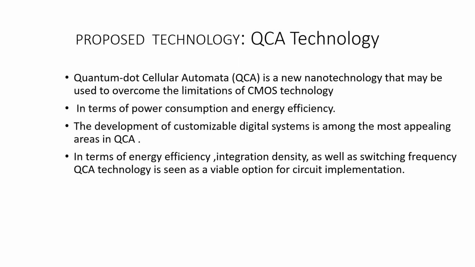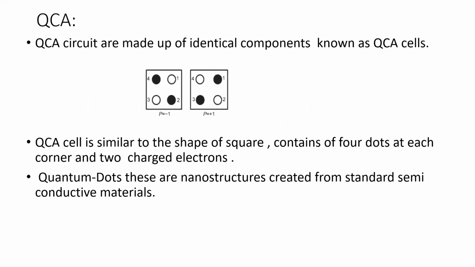The proposed technology is quantum dot cellular automata technology. It is a new nanotechnology that may be used to overcome the limitations of CMOS technology in terms of power consumption and energy efficiency. The development of customizable digital systems is among the most appealing areas in QCA in terms of energy efficiency, integration density, as well as switching frequency. QCA technology is seen as a viable option for circuit implementation.